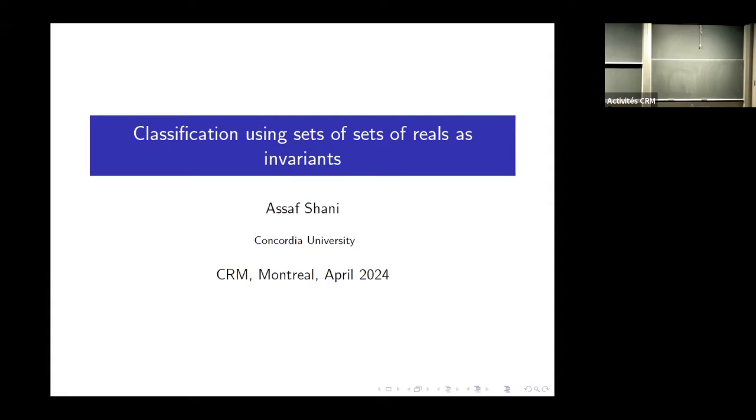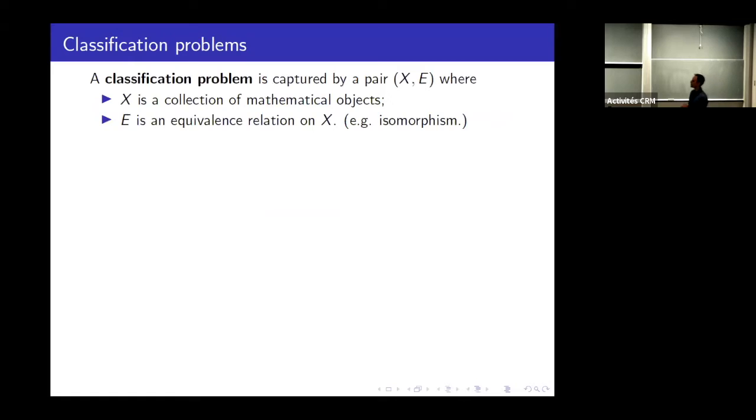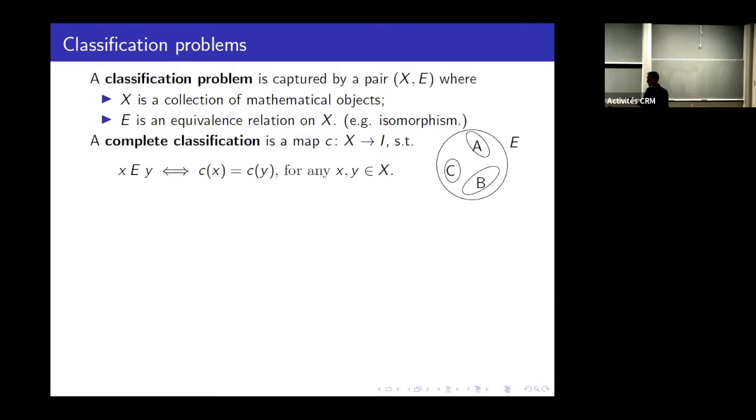Let me start by saying what I mean by classification. This is an informal motivation to the field of classification of equivalence relations. Informally speaking, a classification problem is some collection of mathematical objects and some equivalence relation between the objects, like isomorphism. And what is a complete classification? Well, assigning to each mathematical object some invariant, so that two objects are, say, isomorphic if and only if the invariant is the same. Maybe you take a vector space, the invariant would be the dimension.